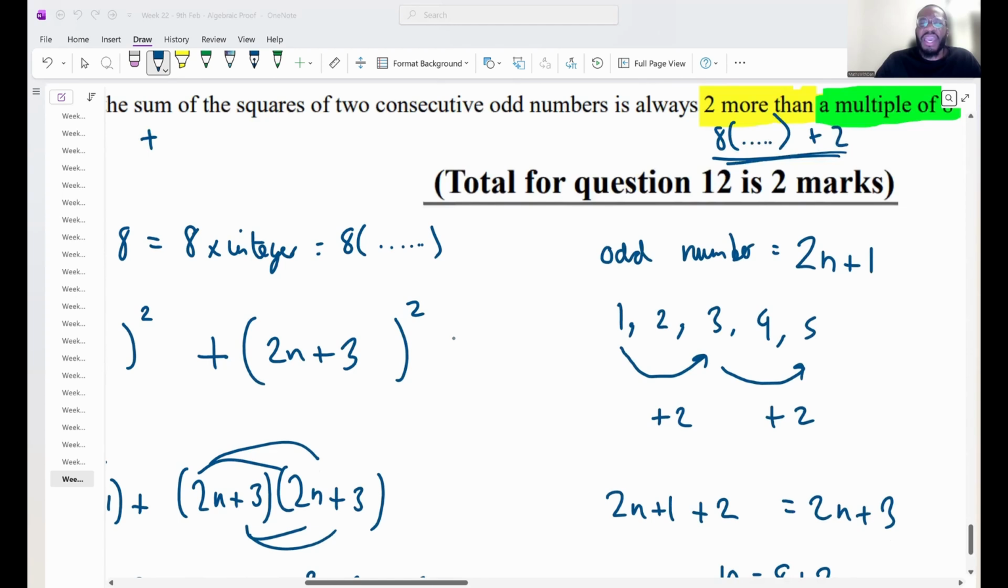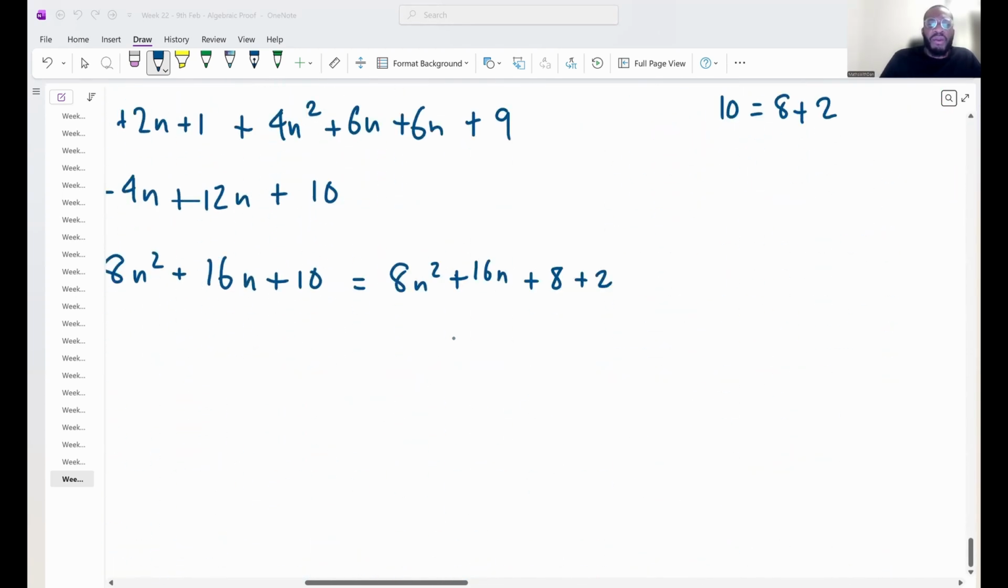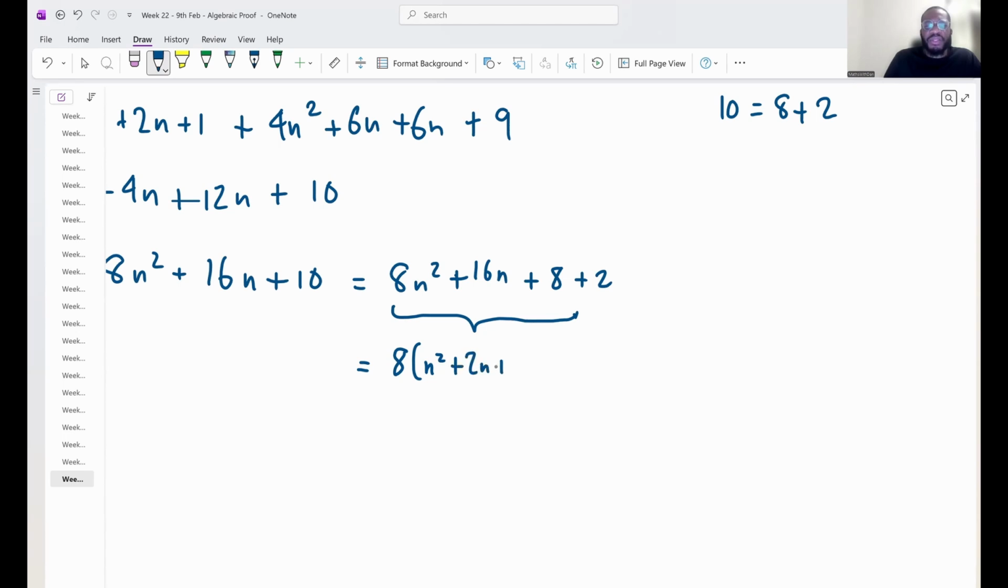So now what do we have here? They've asked for 2 more than a multiple of 8. Well, we can see here we've got these three terms, and they all have a common factor of 8. So we can pull out an 8 from there. It'll be 8 times (n squared plus 2n plus 1), and then plus 2. Do you guys agree?